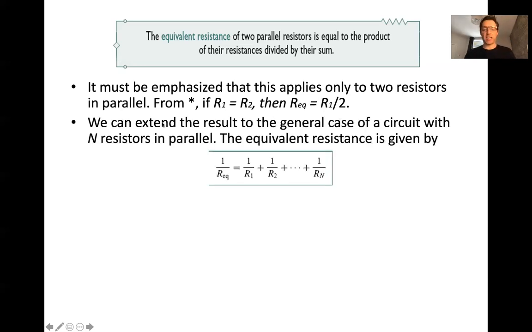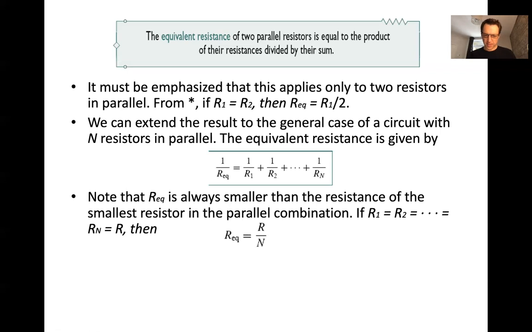And so you can extend that rule to an arbitrary number of resistors in parallel. If you have n resistors in parallel, the reciprocal of the equivalent resistance is given by the sum of the reciprocals. It's harder to say, I think, than it is to understand. At least I hope. So if you have n resistors, where all n are equal to each other, then the equivalent resistance is equal to R divided by N.